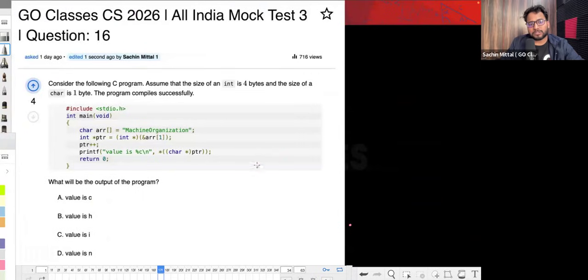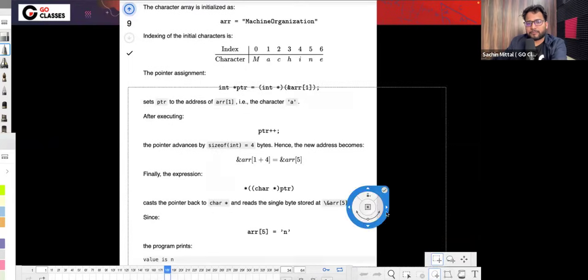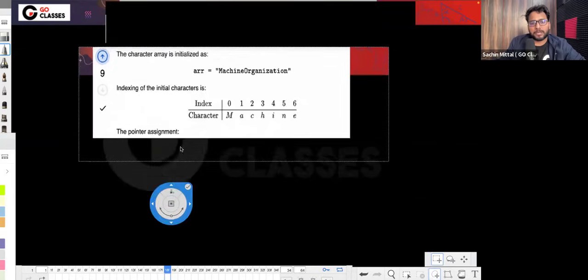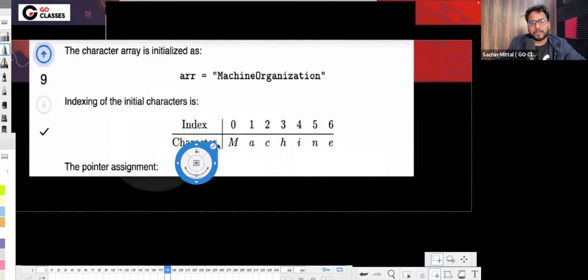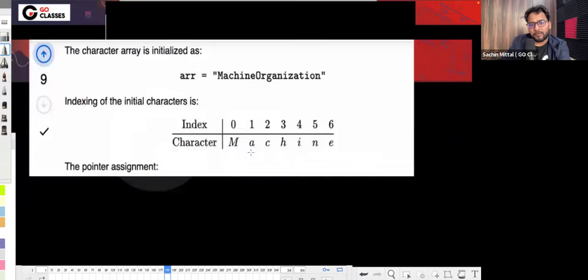Now let's solve this question. Here in this question they are saying that PTR, basically I have the representation. Let me just copy this. So in this question they are saying that PTR is basically pointing to address of ARR1. ARR1 is this, right? PTR is pointing to this.